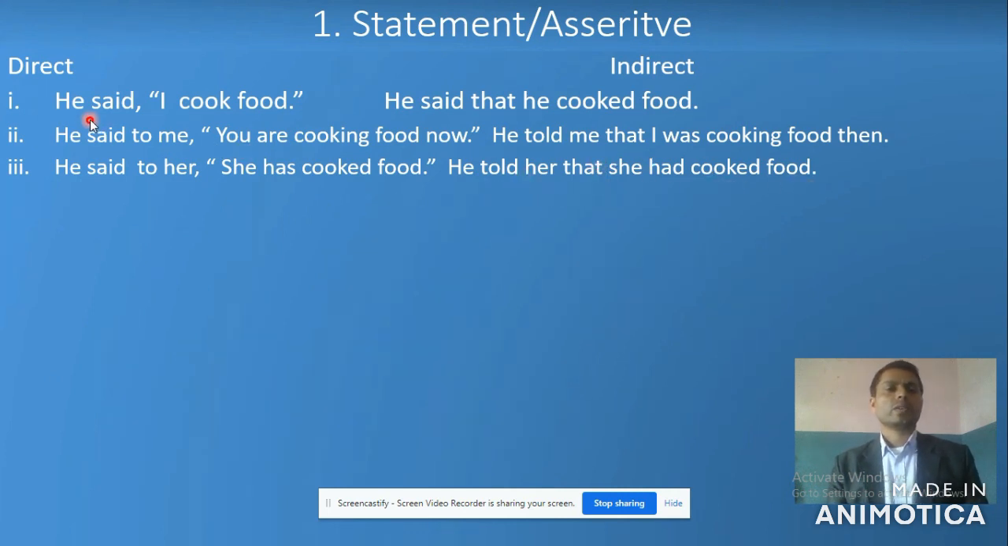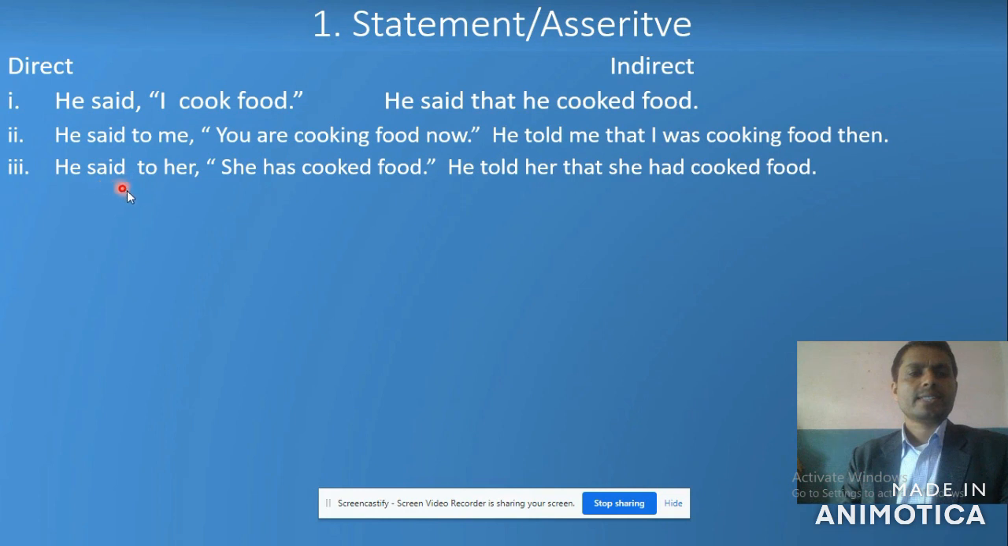So here is said, only said that. Said to plus object, what do we write here? Told. If there is said to plus object, we write told. He told me that. Sometimes that may be omitted, maybe excluded. That is here an optional part, not a compulsory part. And here, you are cooking is changed into I was cooking food. Present continuous changed into past continuous, was cooking food then. Now cooking now changes into then.